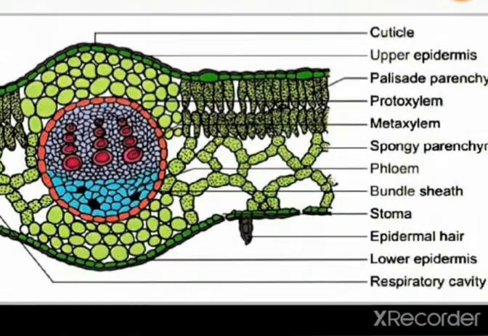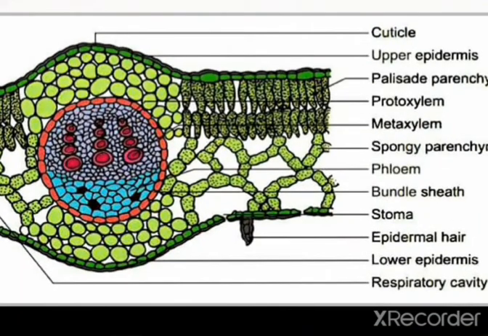Let us see the diagram. Now we differentiate the upper epidermis from the lower epidermis. Both are made up of a single row of parenchyma cells. But the upper epidermis is covered with thick cuticle, but the lower epidermis is covered with thin cuticle. More stomata are found in the lower epidermis, but in the upper epidermis a few stomata are found.